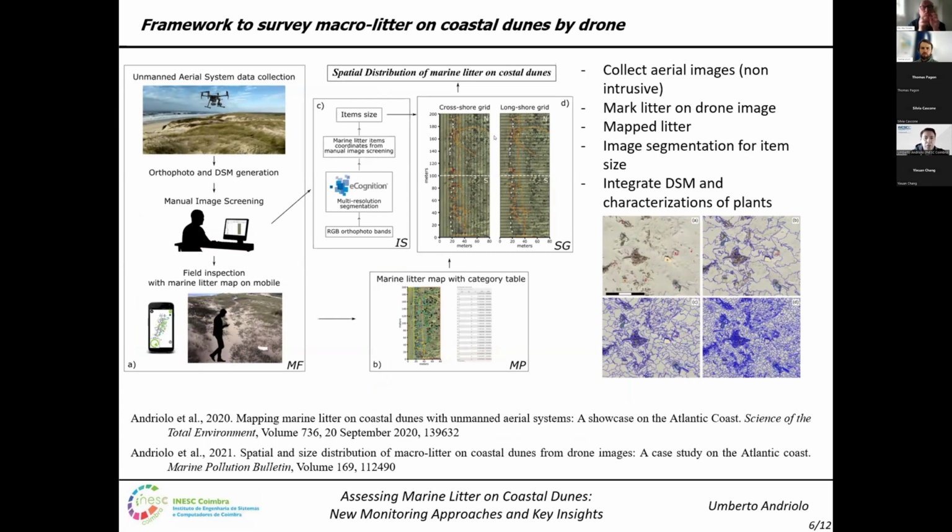Here you can see the two publications that were the first works worldwide in which we used the drone to characterize the dune pollution by marine litter and plastics. So we collected aerial images with a drone, which is not intrusive. And we marked the litter, we categorized the type of litter, and we gained many more insights into the dune pollution.